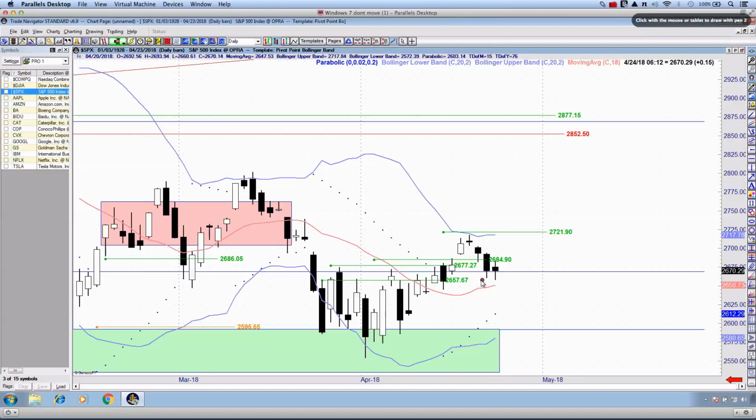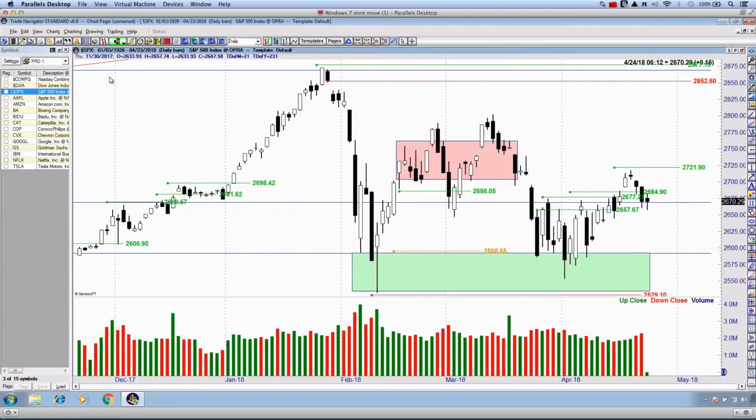However, if we do crack below this level, if we do start to see a breakdown below that 18 simple moving average, which is the midpoint of both the lower and the top Bollinger Band, it could be a very, very quick ride back down to 2600 on the S&P 500. The same is true for the NASDAQ as well.